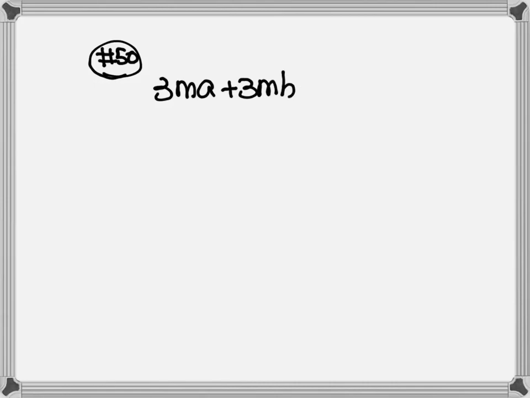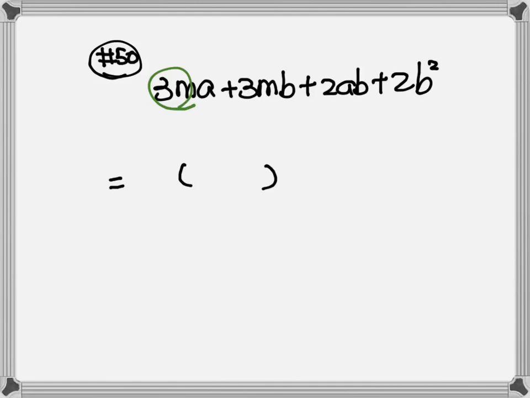Number 50, I have 3ma plus 3mb plus 2ab plus 2b squared. Again, factor by grouping. 99% of the time, we're going to group the first 2, and then group the last 2. Let's find the common factor for the first 2. Both have 3m, so 3m goes out. Then we have a and b left, so a plus b stays inside the parentheses.